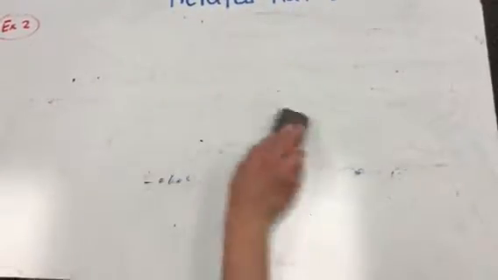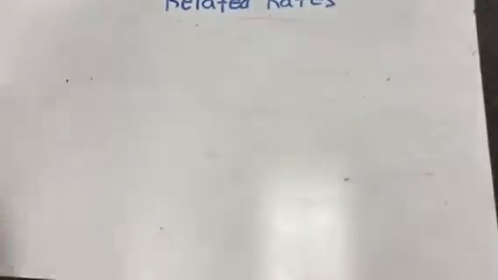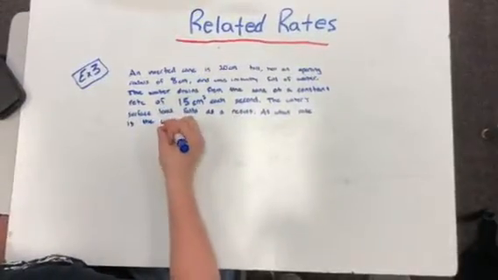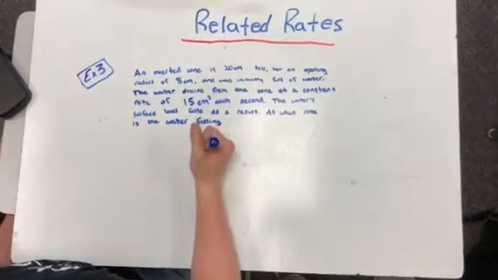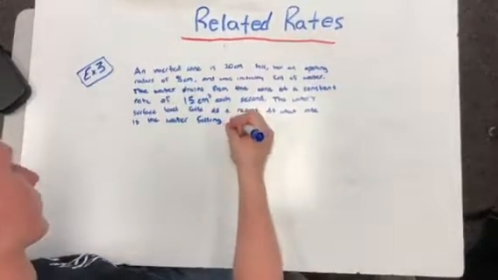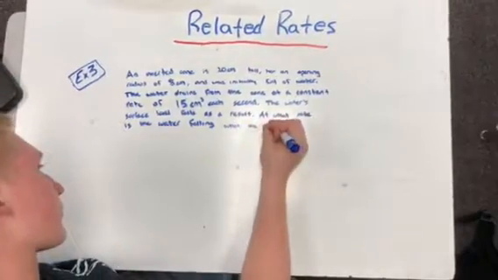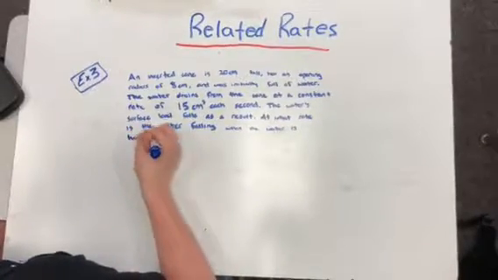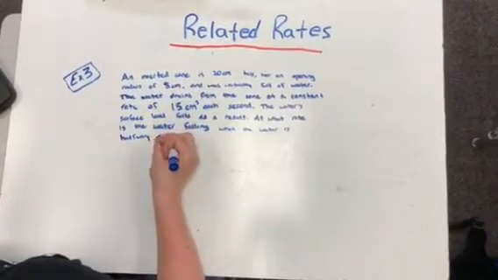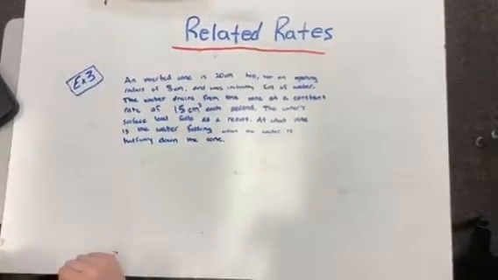Let's clean up and do one final example. This last example will involve a cone. Say an inverted cone is 20 centimeters tall, it has an opening radius of 8 centimeters, and is full of water. The water drains out of the bottom of the cone at a constant rate of 15 cubic centimeters each second. The water's surface level falls as a result. At what rate is the height decreasing when the water is halfway down the cone?